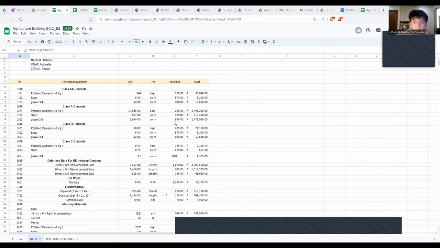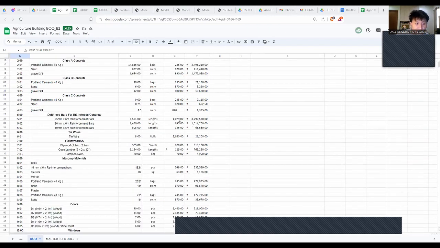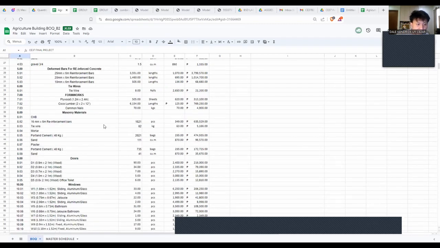The next one I worked on for the estimates is the CHB. For the CHB, the materials we need are 16 mm reinforcement bars, tie wires, mortar, Portland cement, sand, plaster, and Portland cement again for the plaster. Here, the Portland cement and sand are for the mortar. So let me show you my calculation.